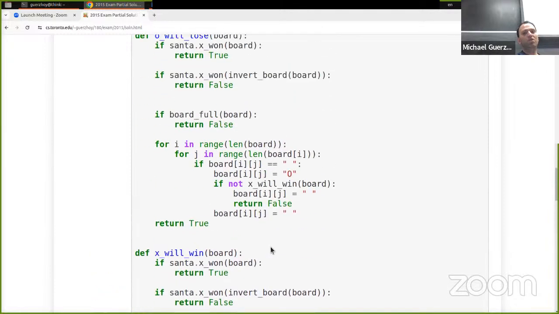And then with O will lose, we're saying, well, if there is a way for, sorry, I'm not consistent here. So if there is a way to place a not on the board in such a way that it's not true that X will win, then it's not true that not will lose. On the other hand, if we checked every possible move by O and haven't found a situation where X will not win, well, that means that not will lose.